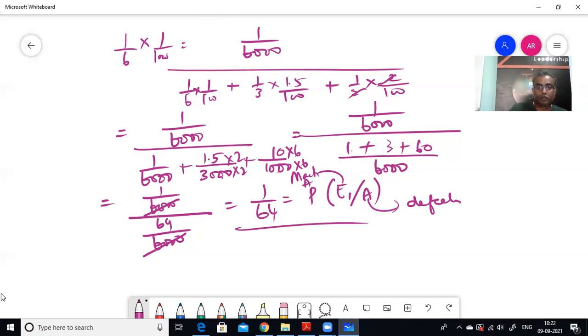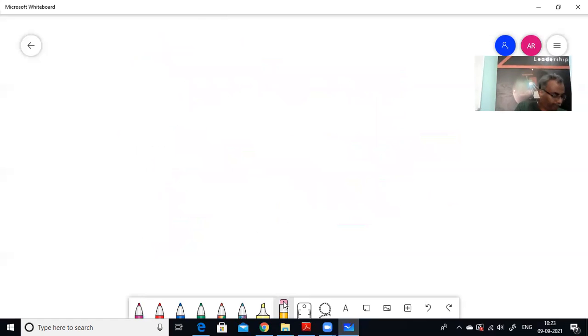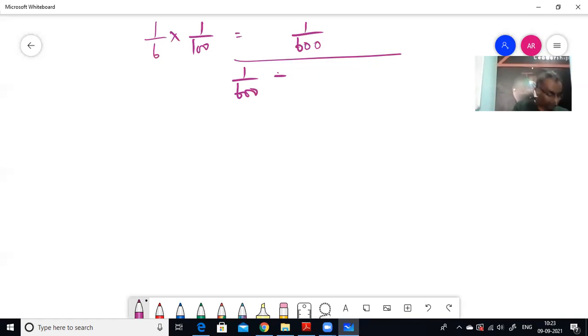Sorry, this whole thing is wrong. The whole calculation is wrong. Okay. 1/6 into 1 by 100 equal to 1 by 600, divided by 1 by 600 plus 1/3 into 1.5 by 100. Okay. Plus half into 2 by 100.